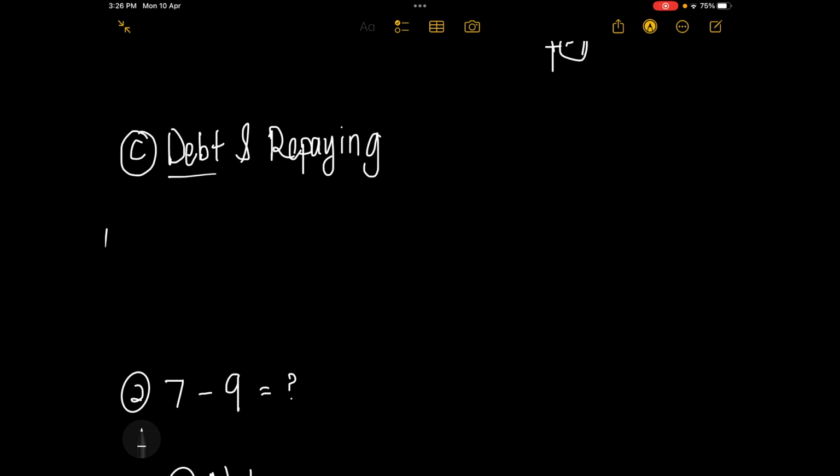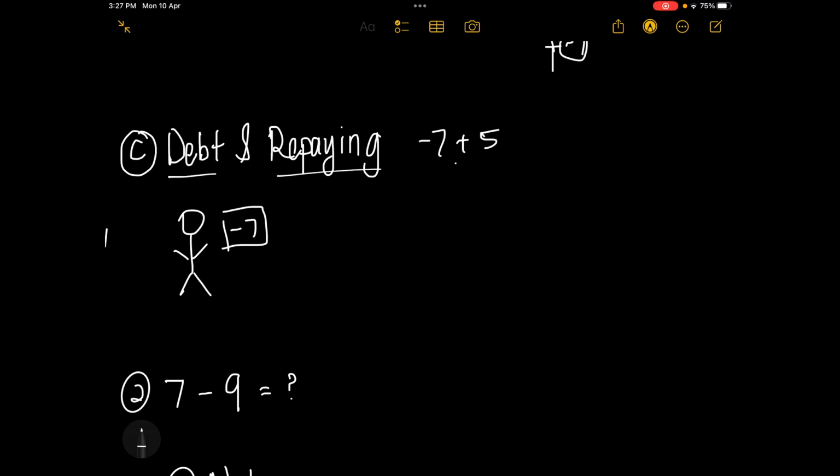So debt and repaying. So the question is negative 7 plus 5. So as we said, negative numbers mean it's a debt. So you have borrowed 7 ringgit from the loan shark. So your debt now is negative 7.